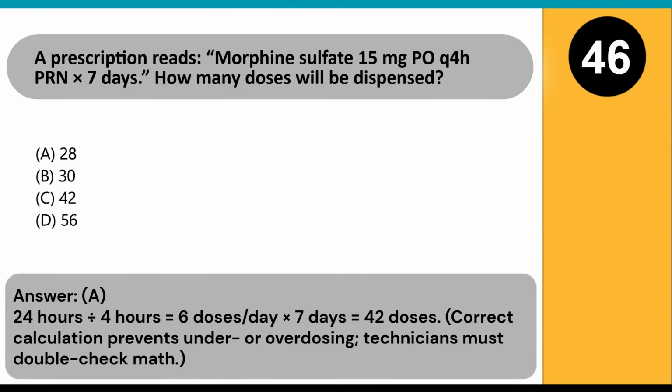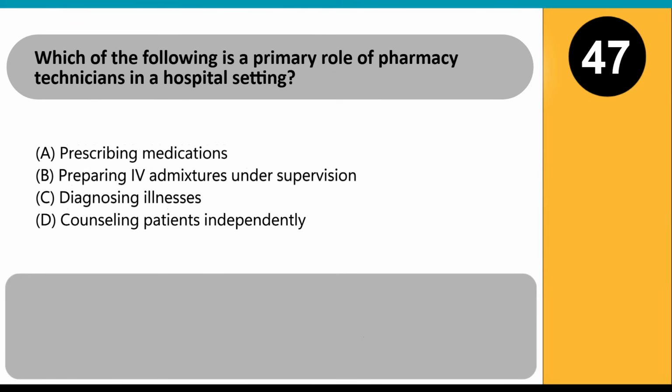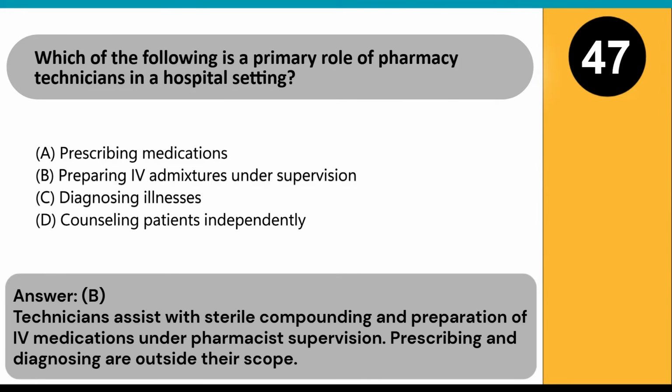Technicians must double-check math. Which of the following is a primary role of pharmacy technicians in a hospital setting? A. Prescribing medications. B. Preparing sterile mixtures under supervision. C. Diagnosing illnesses. D. Counseling patients independently. Answer B. Technicians assist with sterile compounding and preparation of medications under pharmacist supervision. Prescribing and diagnosing are outside their scope.